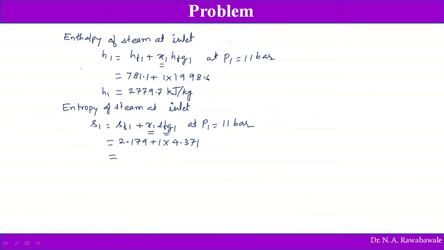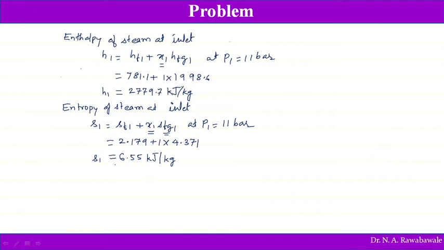4.371. So this works out. Entropy of steam at inlet works out to be, let us see, 2.179 plus 4.371, which is 6.55 kilojoules per kg. This is entropy at inlet.